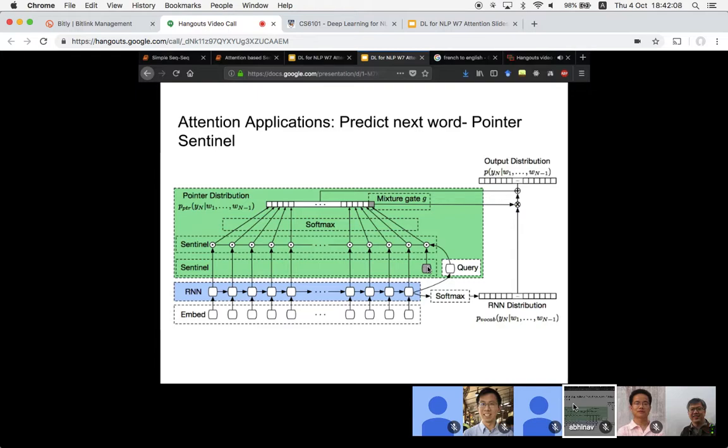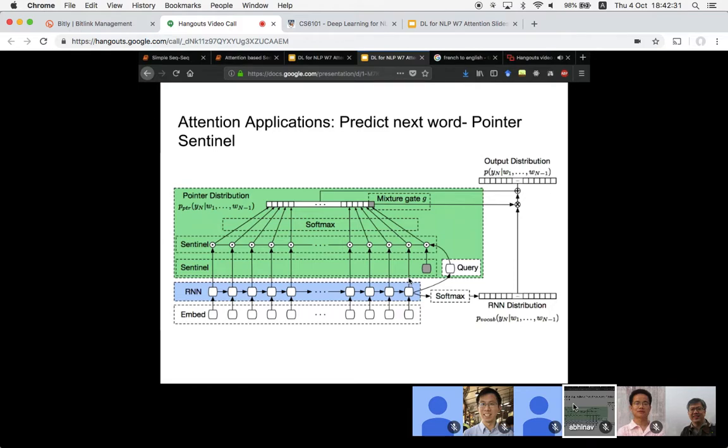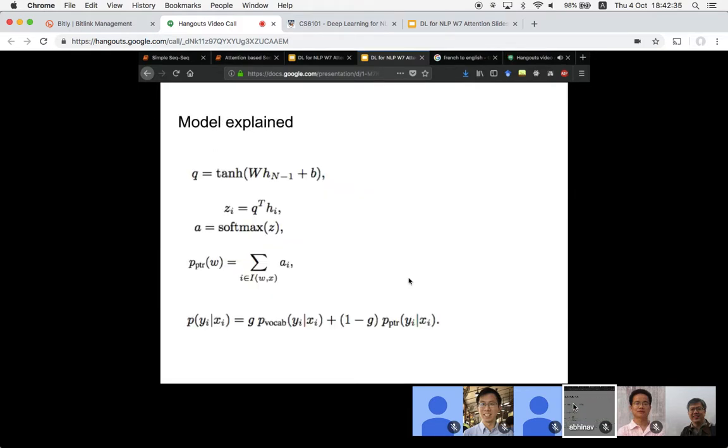So the basic idea is that you use this gray box to catch all the cases where the word didn't appear previously. And you use this one in the combined probability, and then you calculate the probability of this yellow. Okay. So this is a pointer setting of the mixture model. Yeah. So I put that paper on the Slack.